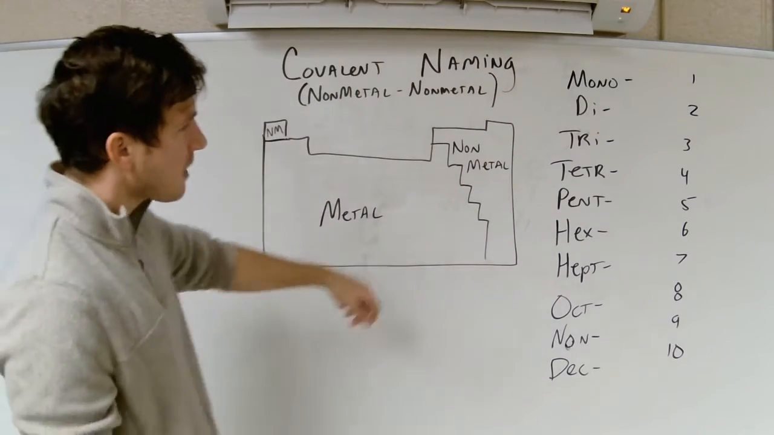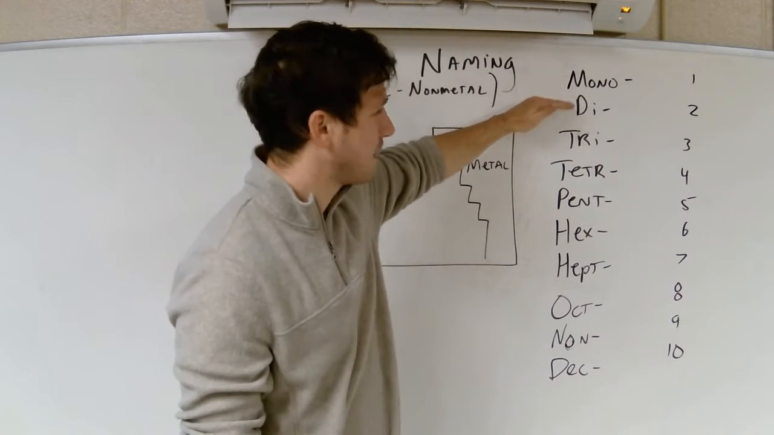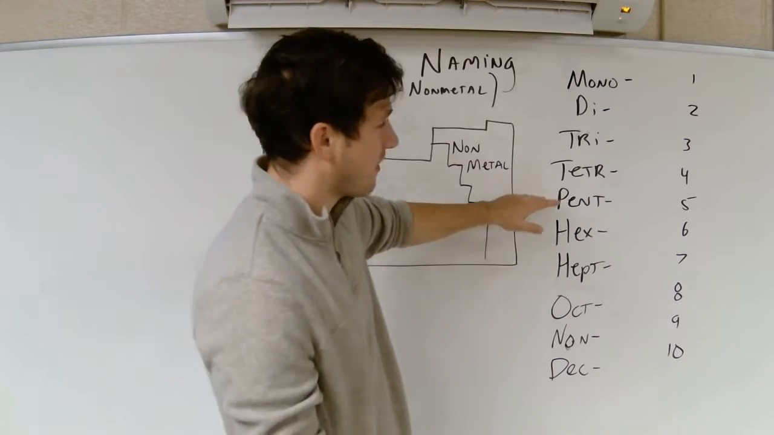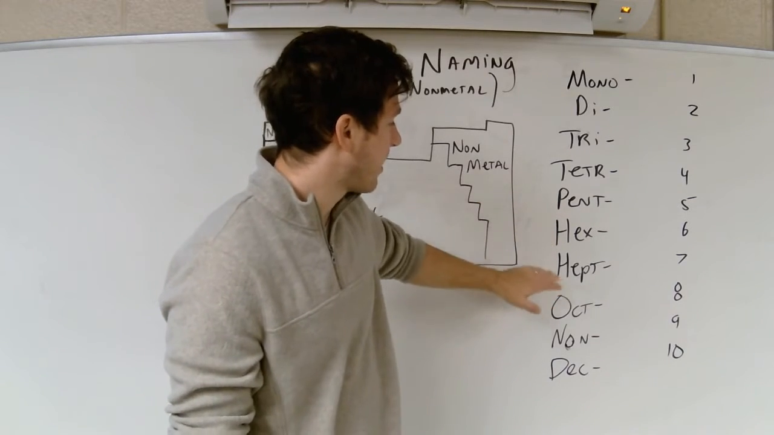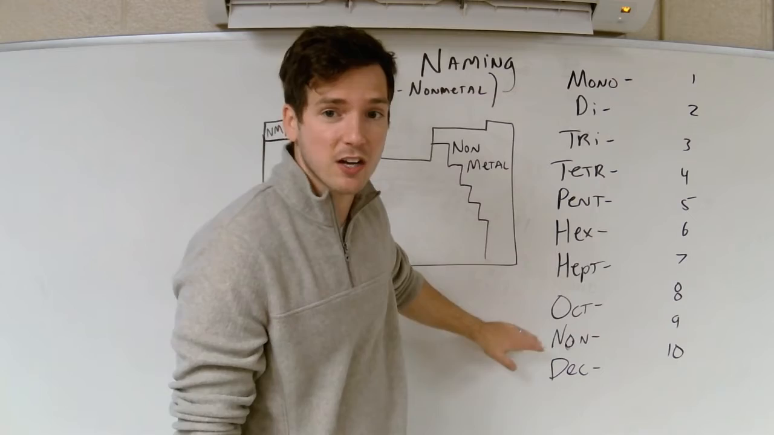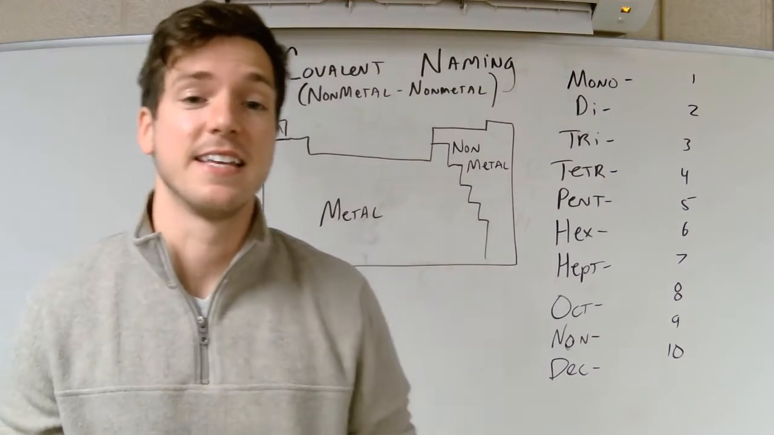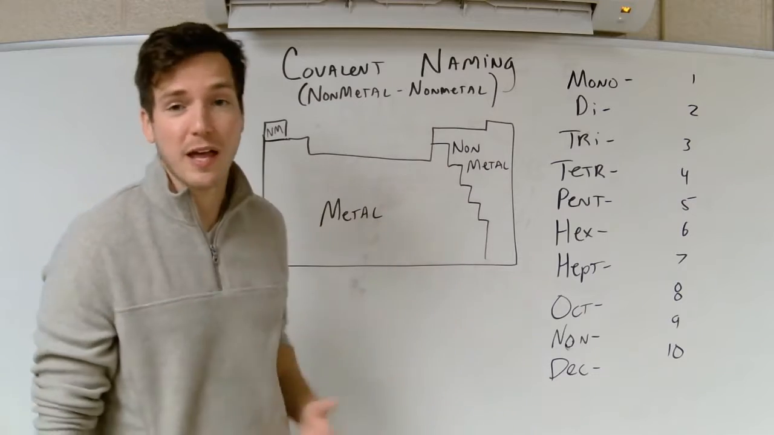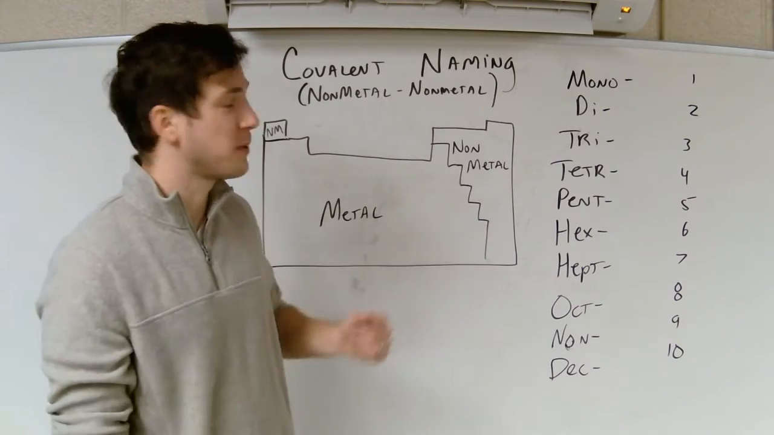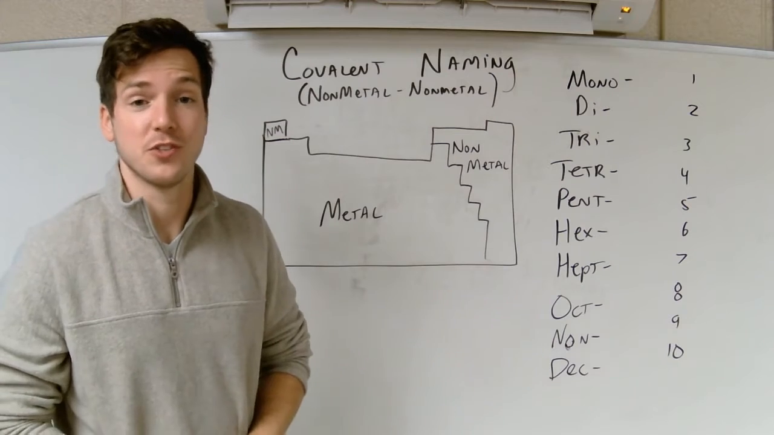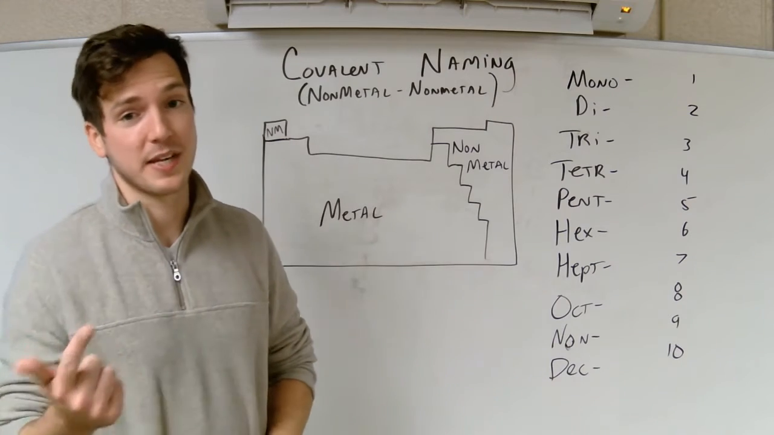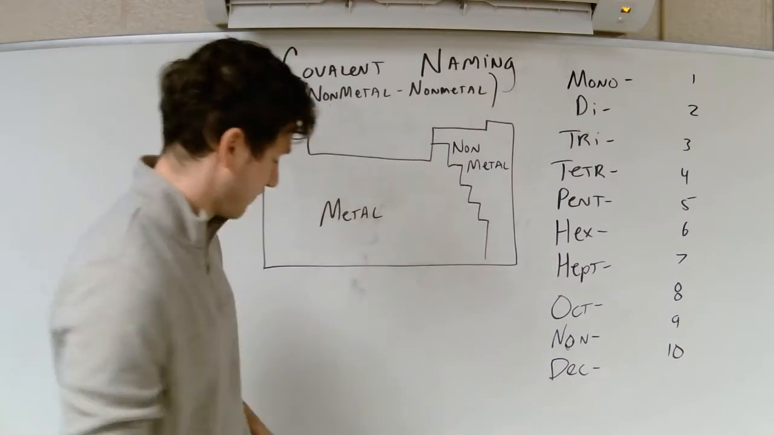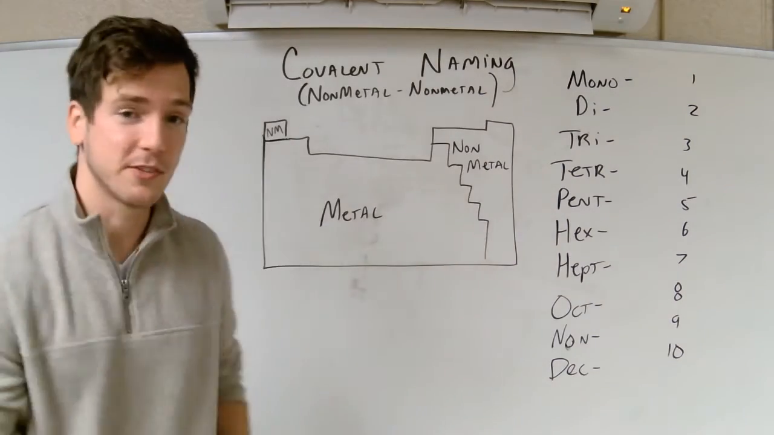So mono just means 1, di means 2, tri is 3, tetra is 4, right, from Tetris, 5 is penta, 6 is hexa, 7 hept, 8 oct, 9 non, and dec 10. Alright, so when we are getting two nonmetals here, you will have to use these prefixes to state how many there are. You see this with carbon monoxide, carbon dioxide, okay, carbon tetrahydride, things of that nature. So let's do a couple examples.